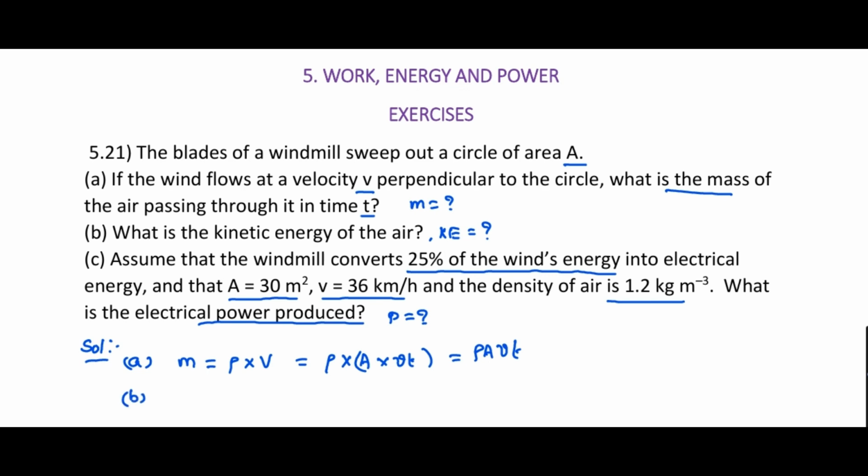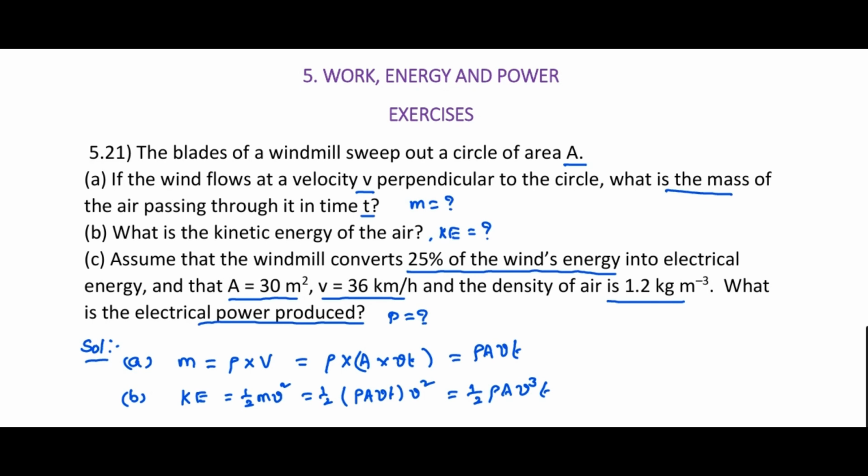While coming to B, what is the kinetic energy of the air? So the kinetic energy is equal to half m v square. That is half m, into m value is nothing but rho A V T, and v square. That is equal to half rho A V cube into T. This is the kinetic energy of the air.